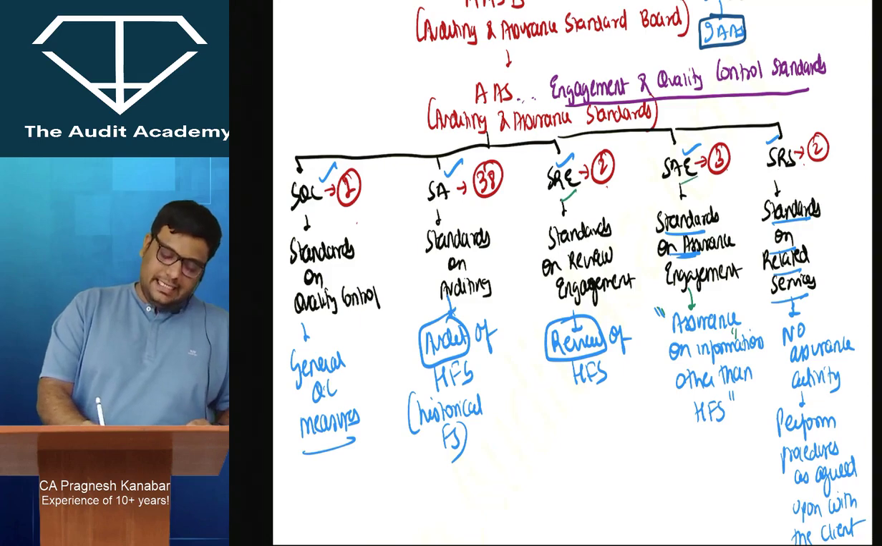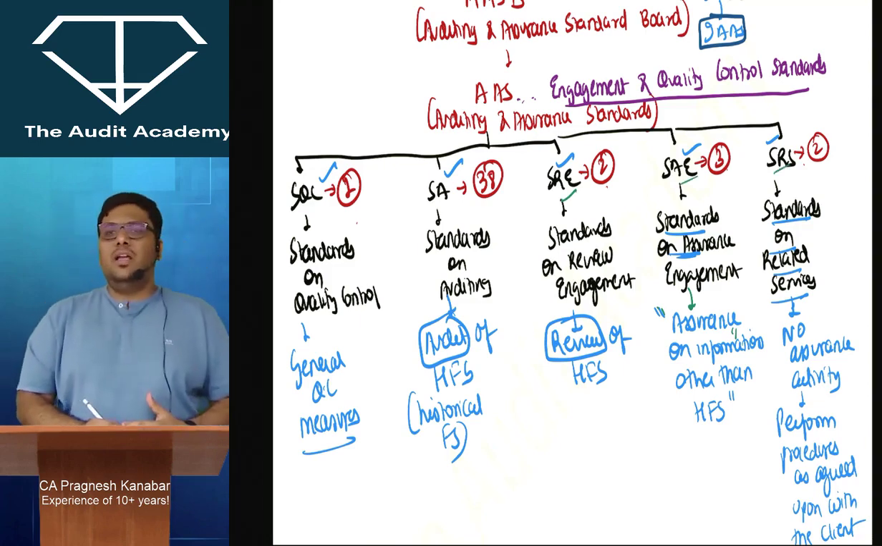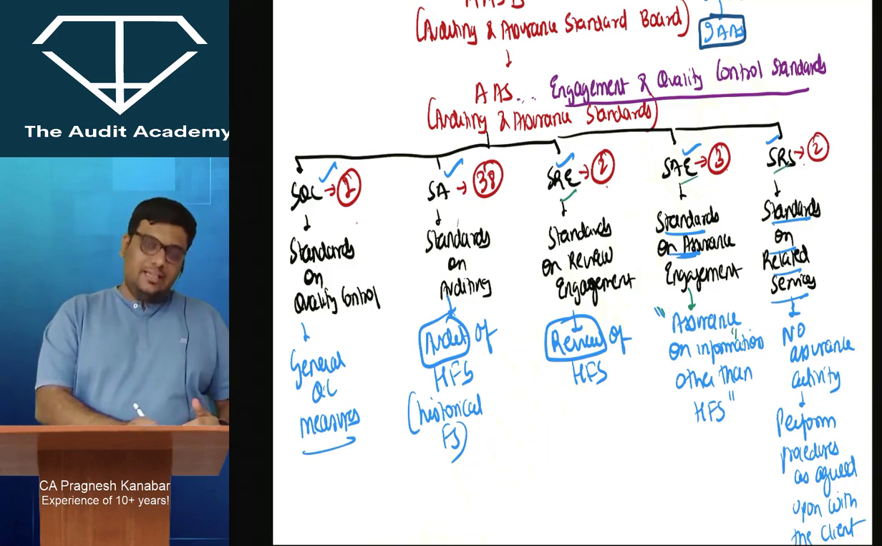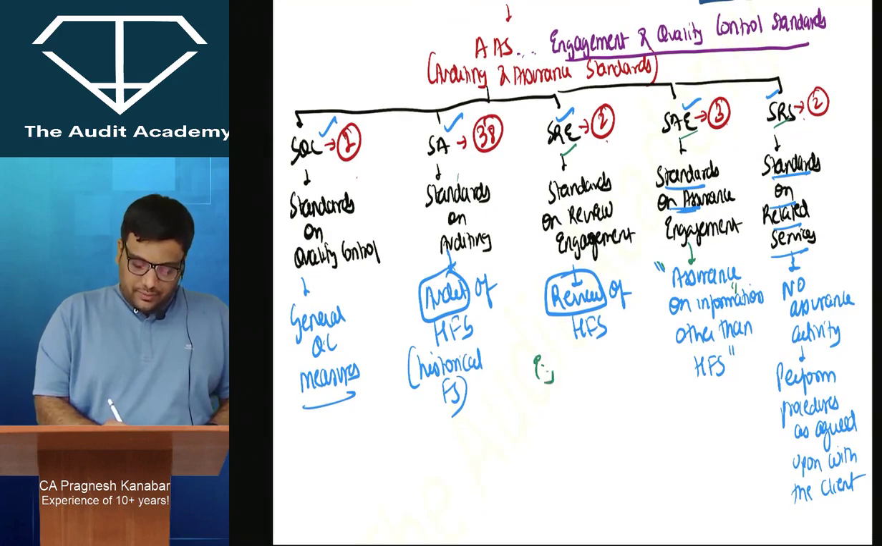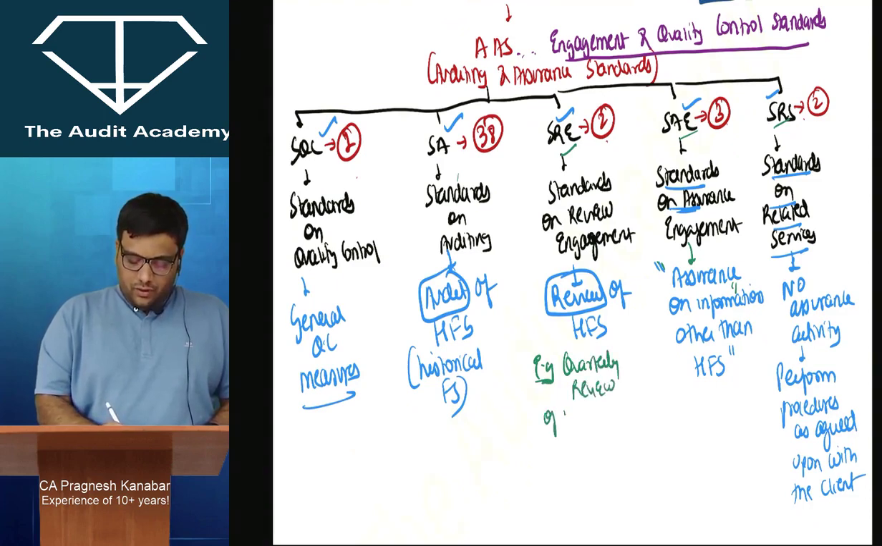So I understand that when you are attending this lecture, you may find something new today, that SRE, SAE, SRS you may have heard for the first time. Because in inter-CA everything was dealing with SA, SQC and so SA and stuff. Alright. So you can just write down one example. Example over here: quarterly review of historical financial statements in listed entity.